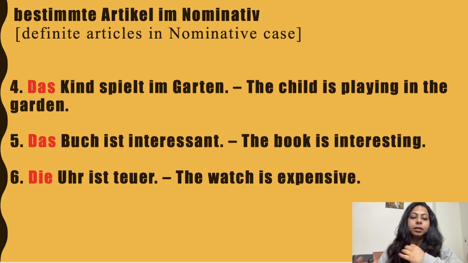Alright. Now, bestimmte Artikel in nominative case, fourth sentence, das Kind spielt im Garten. The child is playing in the garden. Kind is here a noun. The article for Kind is das Kind. Das Buch ist interessant. The book is interesting. Here, Buch is a noun and the article is das. Die Uhr ist teuer. The watch is expensive. Here, Uhr is the noun and the article is die.